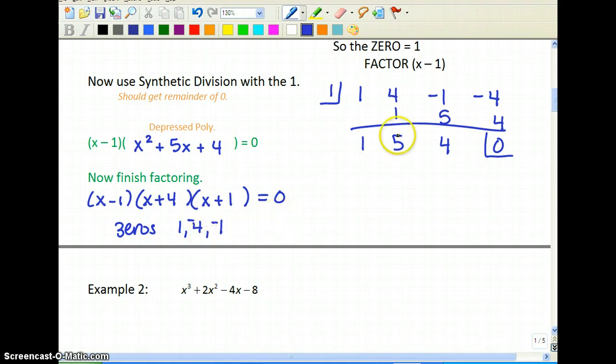So this would be a longer method for this particular problem, but this was one of the easiest problems. So you need to keep that in mind. We're trying to get the process. So let's do a couple examples.